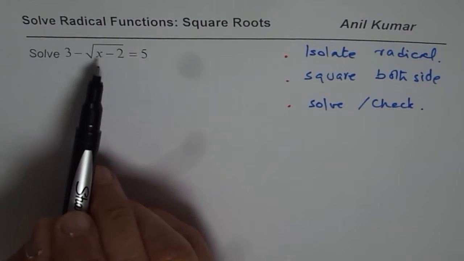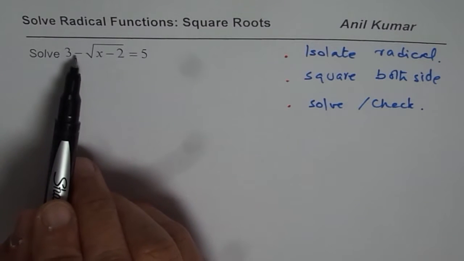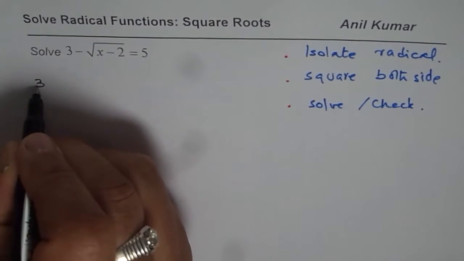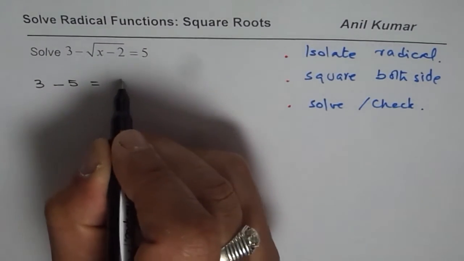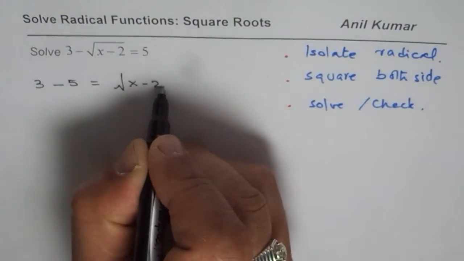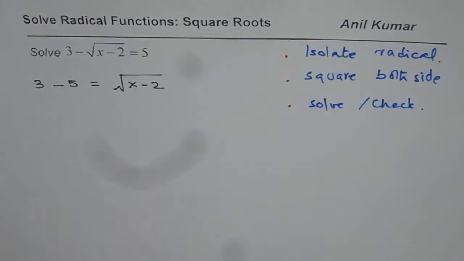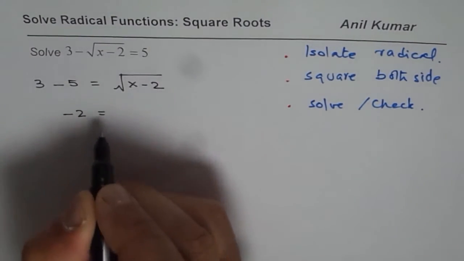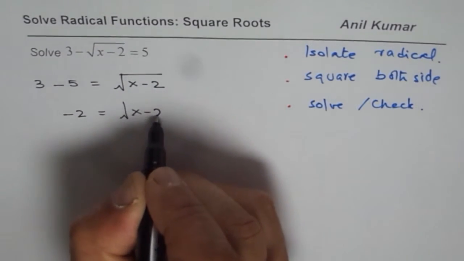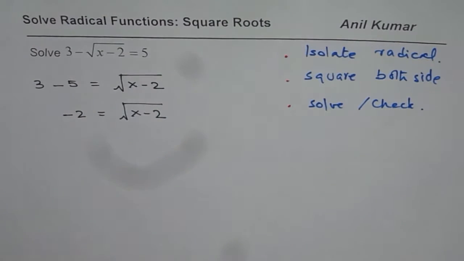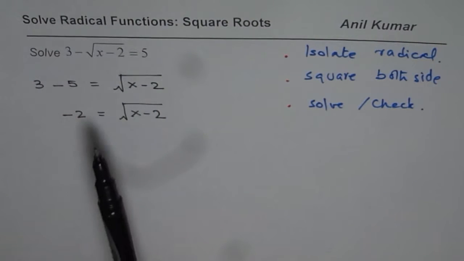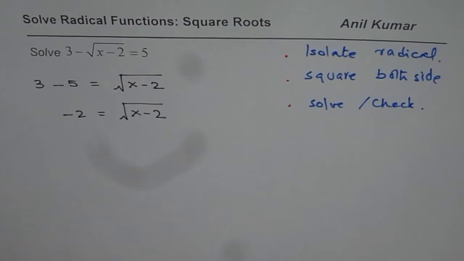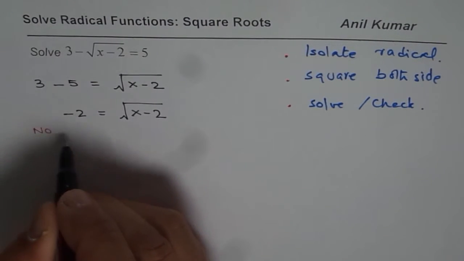So let us first isolate the radical part. Since this is minus square root x minus 2, I'll take it to the right side. So I could write this as 3 minus 5 equals square root of x minus 2. You get the idea, right? Now, 3 minus 5 is minus 2. So we have minus 2 is equal to square root of x minus 2. Perfect. So what you are trying to get here is that square root of a function is negative. Now that is not possible, right? So we could say no solution.